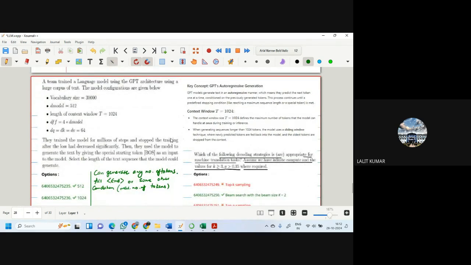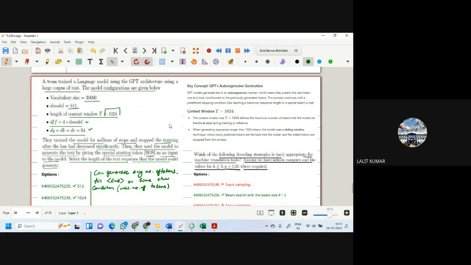Okay, this question: a team trained a language model using the GPT architecture using a large corpus of text. The model configurations are given below. Vocab size 30,000, D model 512, context window is 1024, DFF 4 into D model, dq, dk 64. They trained the model for millions of steps and stopped the training after the loss had decreased significantly. Then they use the model to generate text by giving the special token BOS, beginning of sentence, as an input to the model. Select the length of the text sequence that the model could generate.